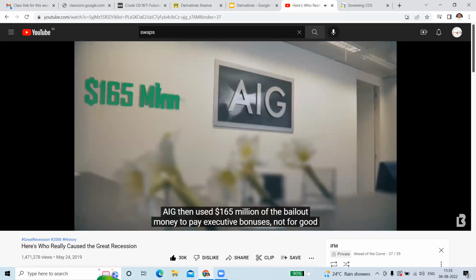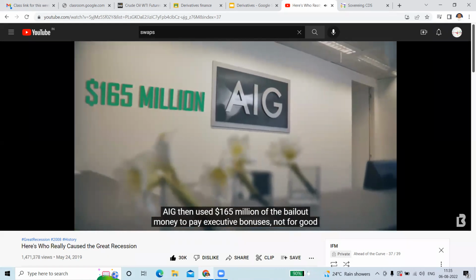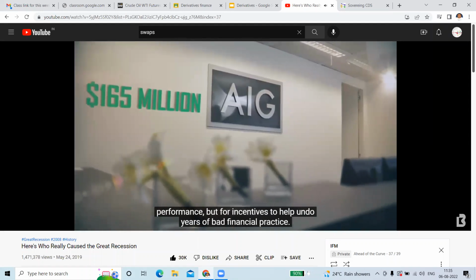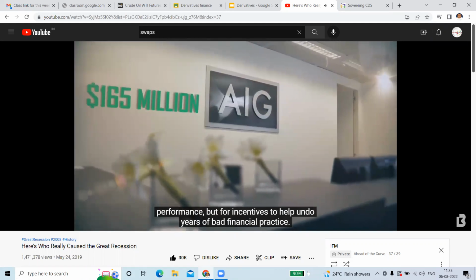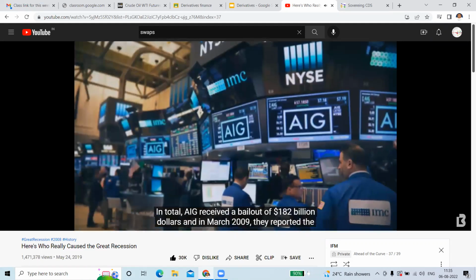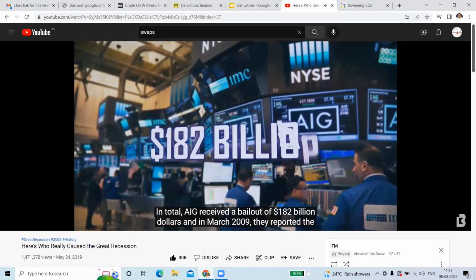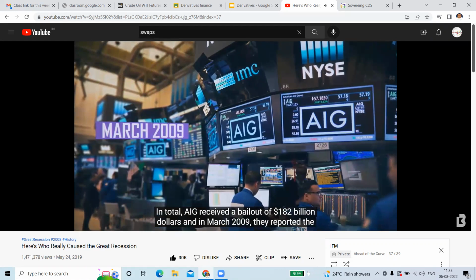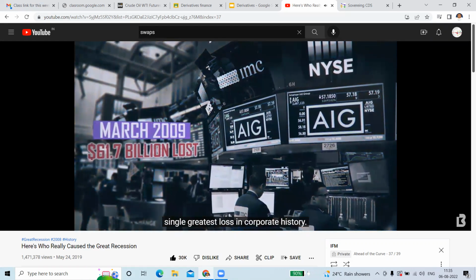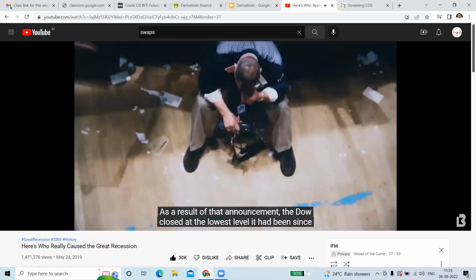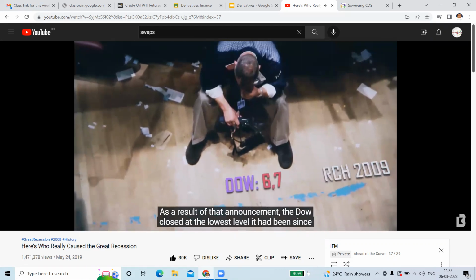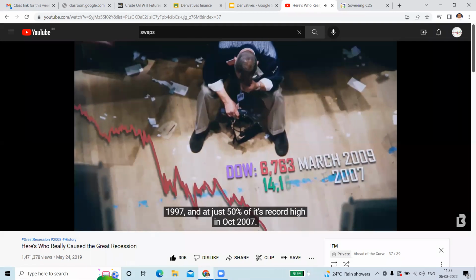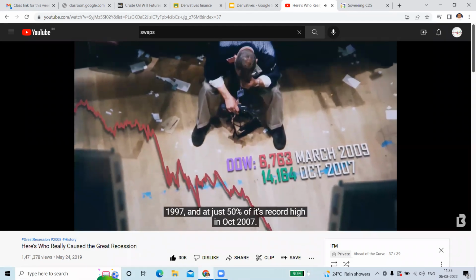AIG then used $165 million of bailout money to pay executive bonuses, not for good performance, but for incentives to help undo years of bad financial practice. In total, AIG received a bailout of $182 billion, and in March 2009, they reported the single greatest loss in corporate history. As a result of that announcement, the Dow closed at the lowest level it had been since 1997, and at just 50% of its recorded high in October 2007.